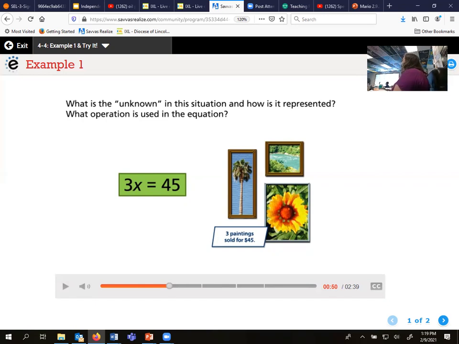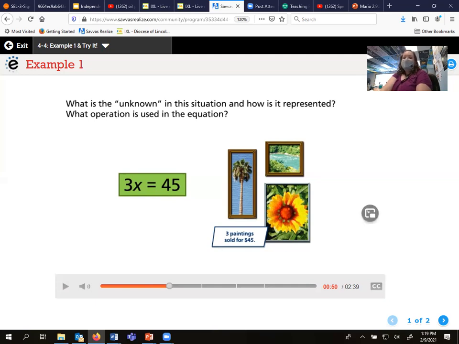So he said each painting was the same amount. So our unknown is what that amount is. We know he sold 3 paintings. They sold for a total of $45. We don't know how much each one cost. Okay, so that's why we have that unknown X right there. Okay, so if we take 3 times the cost of one painting, we'll get $45.